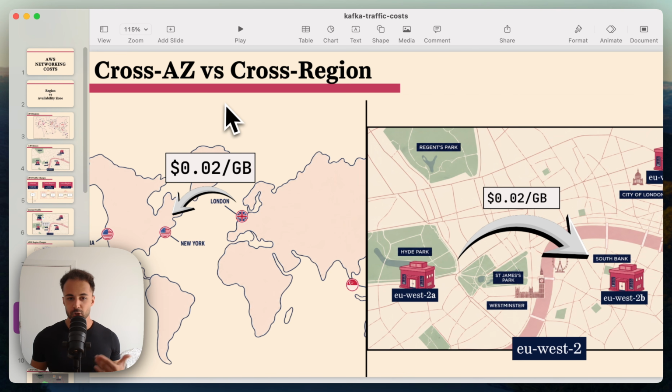So it's a little bit interesting how I can move my data from London to California for 2 cents a gigabyte, traveling all across that space. And it costs the same as moving it between 2 buildings that are less than 100 kilometers apart in London. So that's a funny thing to note.